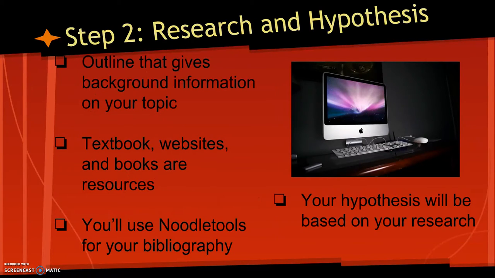After you find a topic that's interesting to you, and it's approved by your teacher, you have to do some background research in order to learn more about your topic and how your experiment could work. You're going to be creating an outline that gives the background information on your topic. You can use your textbooks, websites, and other books that are resources in order to find this information. You will not just be Googling things.